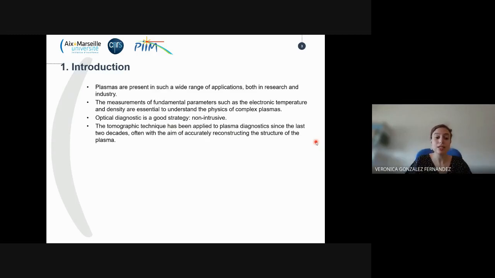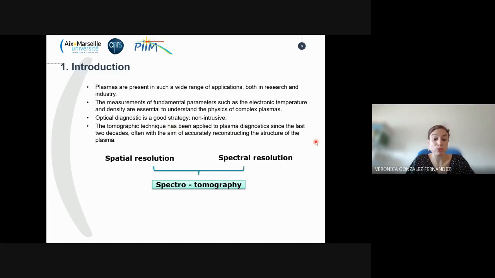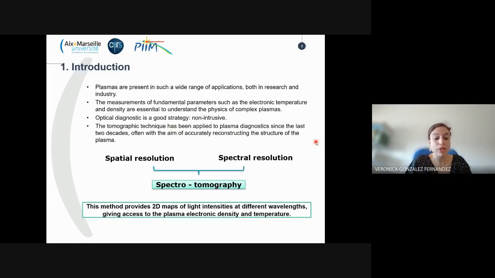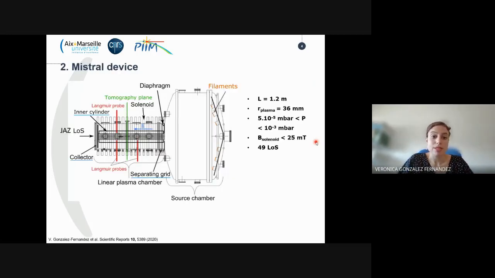diagnostic. And in this way, the tomographic technique has been applied to plasma diagnostic with the aim of reconstructing the plasma structure. But at this point, we often have to choose between spatial resolution and spectral resolution. To solve this problem, spectrotomography is a very good strategy because this method can provide 2D maps of light intensities at different wavelengths, and with that, we can have access to plasma parameters such as the electronic density and temperature.